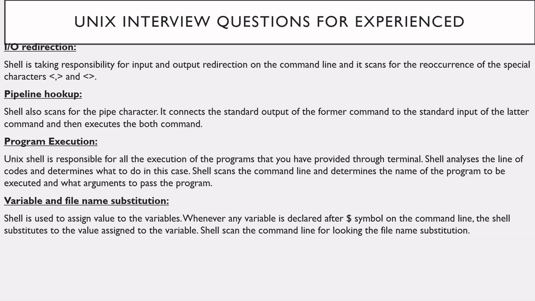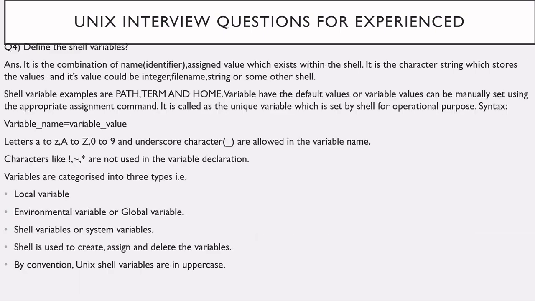Define the shell variables. It is the combination of name, identifier, and assigned value which exists within the shell. It is the characteristic which stores a value, and its value could be an integer, file name, string, or some shell value. The shell variables are PATH, TERM, and HOME. Variables have default values, or the variable values can be manually set using the appropriate assignment command. It is called a unique program variable which is set by the shell for operational purposes.